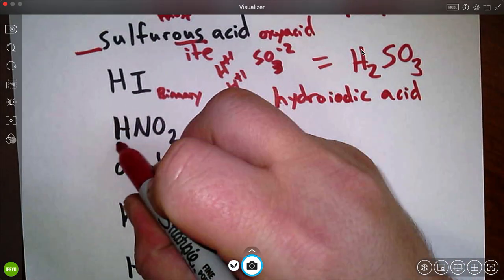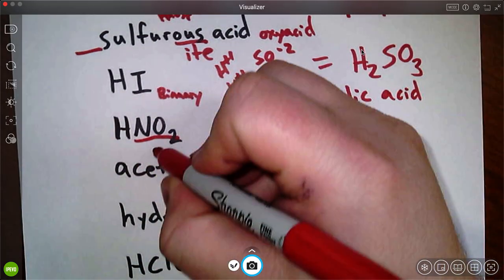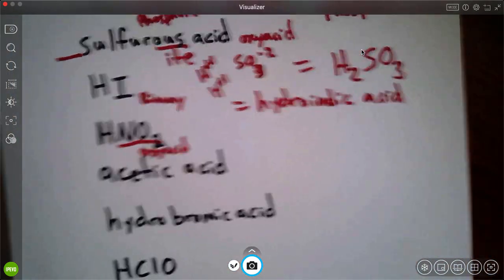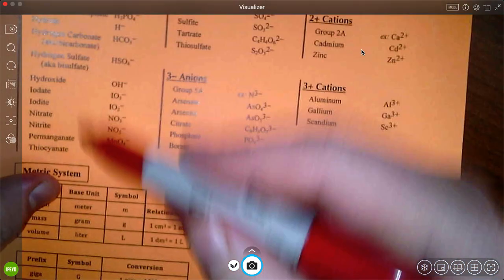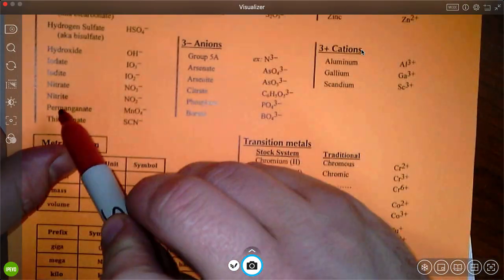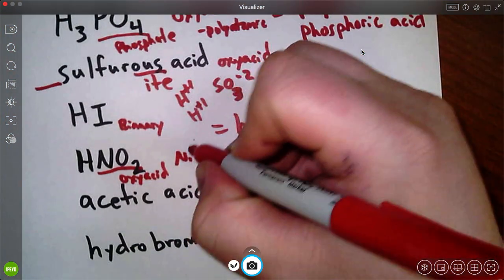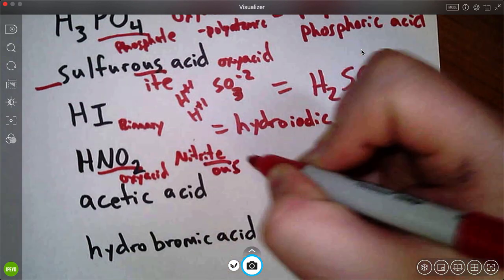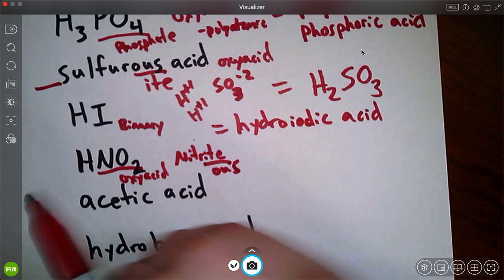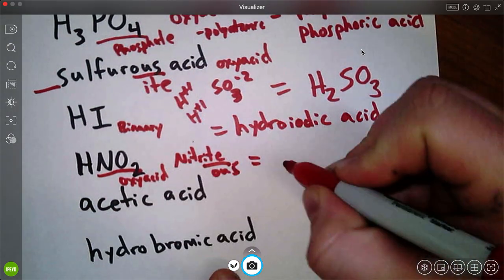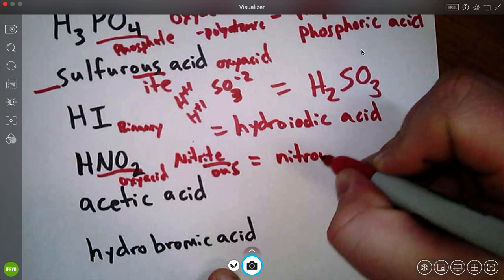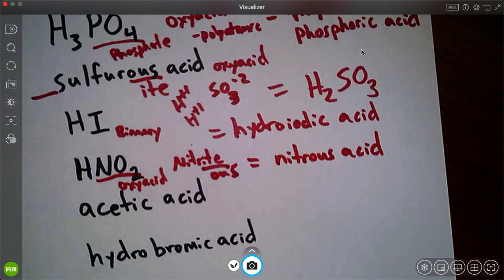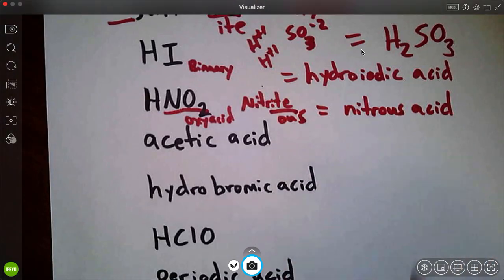This one here, we have hydrogen, and then we have a polyatomic ion. So this is an oxyacid. This polyatomic ion, NO2, look it up here. NO2, right there, it's got a -1 charge. It is nitrite. So we call it nitrite. Since it ends in ite, we're going to change that to ous. We are not going to put the word hydro there. Okay? It's not a binary. So we're going to call it nitrous acid. Nitrous acid.